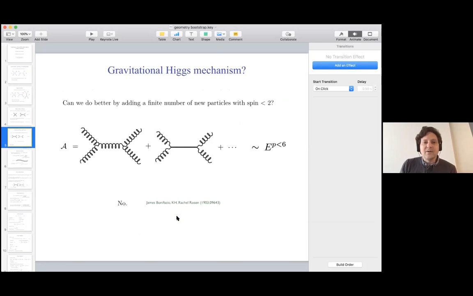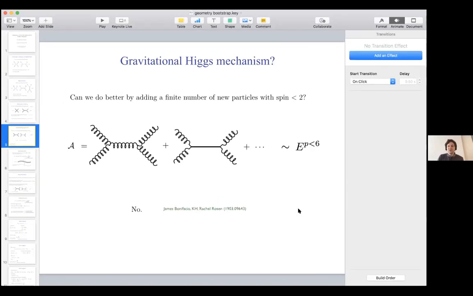You can show that no matter how many particles you add in, as long as there's a finite number, if they're of low spin, no matter what the couplings are, you can never improve the behavior past this energy to the sixth power. So there's no true Higgs mechanism for gravity in this sense.